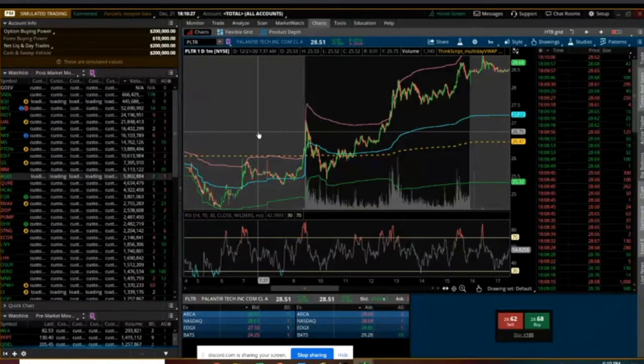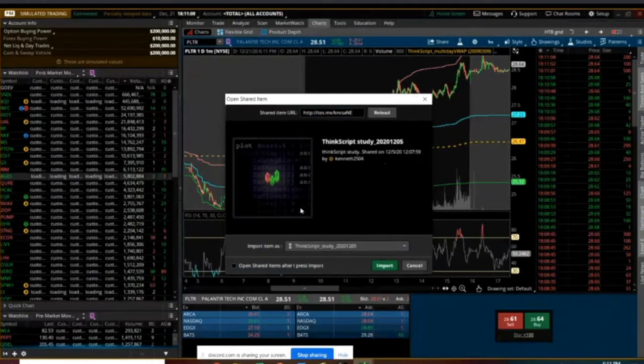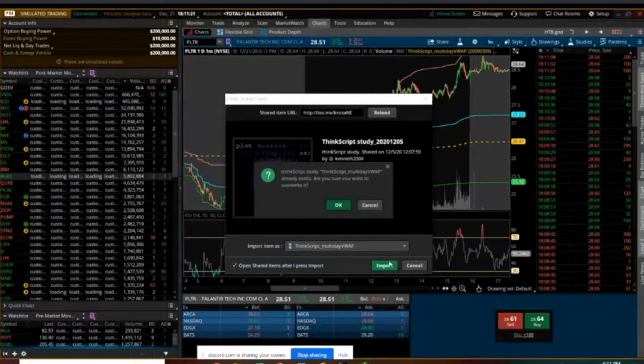So if you come over here to your setup, open shared items, shared item URL, it's http thinkorswim.mx/ and it's KNCSANE. And then you click preview, and this is going to be a Thinkorswim script study, open shared item. And when you hit create new on here, you want to name this appropriately. So this one I named multi-day VWAP and hit import.